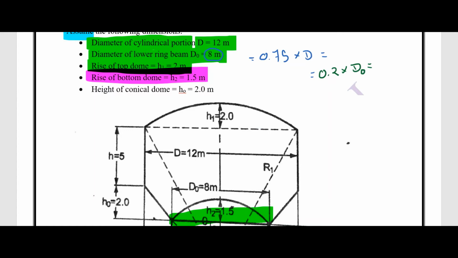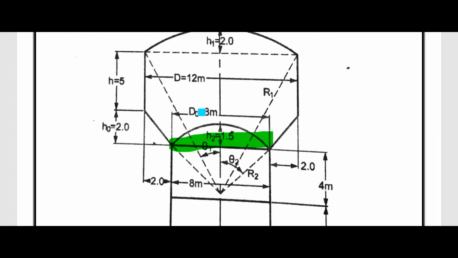Then the height of the conical dome, S0, is 2 meter, it is fixed. The height of the conical dome S0 is 2 meter.